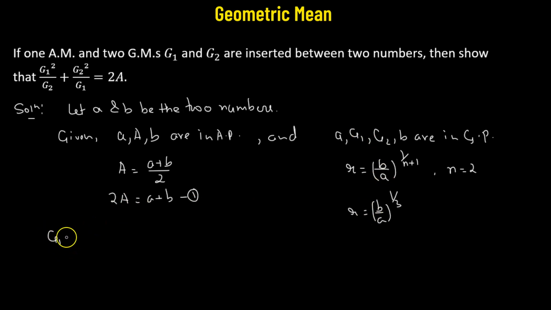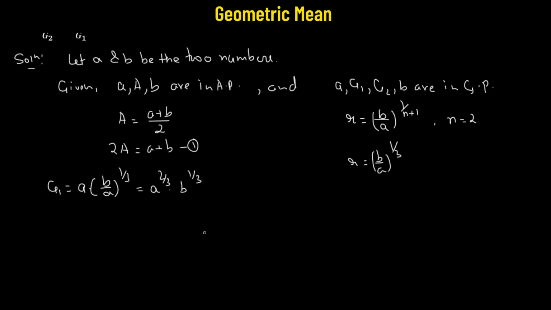So now that we have the common ratio, we can obtain the value of g1 and g2. To obtain the value of g1, all we have to do is take the previous term a and multiply it by the common ratio r. So that means a times (b over a) raised to the power of 1/3. So this is going to give us a raised to the power of 2/3 multiplied by b raised to the power of 1/3. Then we can also obtain the second geometric mean g2. All we have to do is take the previous term, which is this a raised to the power of 2/3 times b raised to the power of 1/3 and multiply it with the common ratio (b over a) raised to the power of 1/3, and this is going to give us a value a raised to the power of 1/3 times b raised to the power of 2/3.